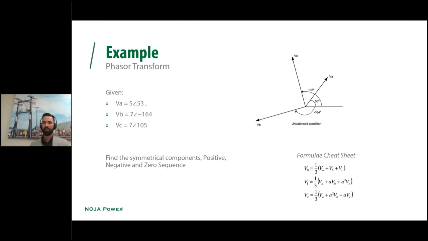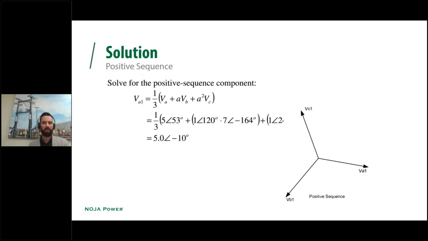Now we have the positive sequence formula down below here, the V1, which is equal to a third of VA plus a VB plus a² VC. We have a look, we just sub in the values, and then it gives you the positive sequence component for it. It is a rather simple transformation to be able to do that.